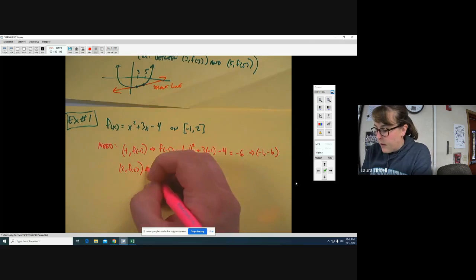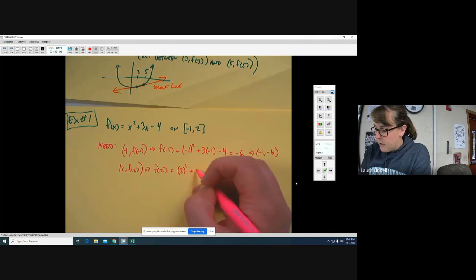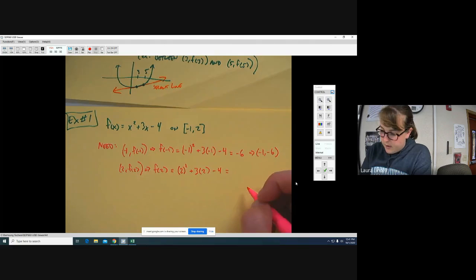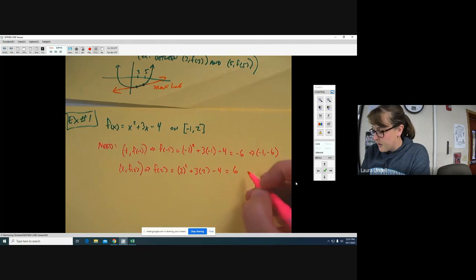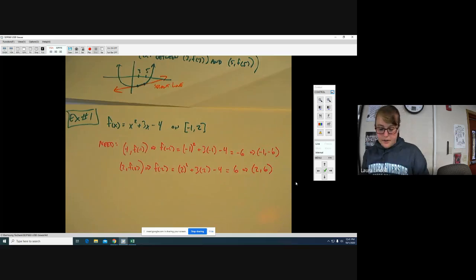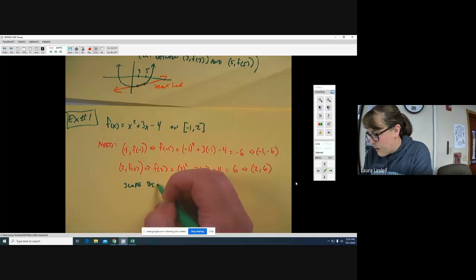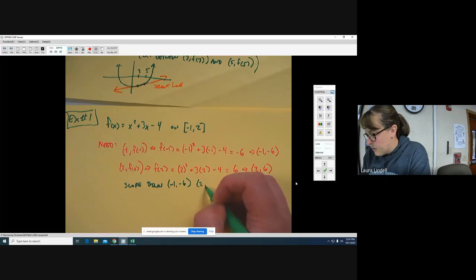Then our second coordinate, we need to find f(2). So we plug in 2 and we get 2 squared + 3 times 2 - 4, which gives us, let's see, 4 + 6 - 4 is 6. So our second coordinate is (2, 6). So we need to find the slope between (-1, -6) and (2, 6).